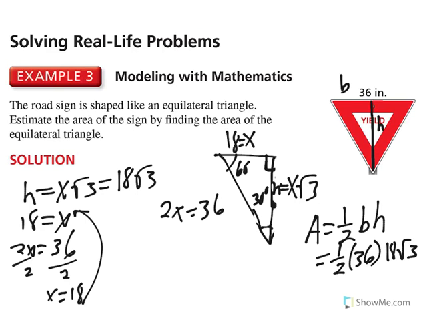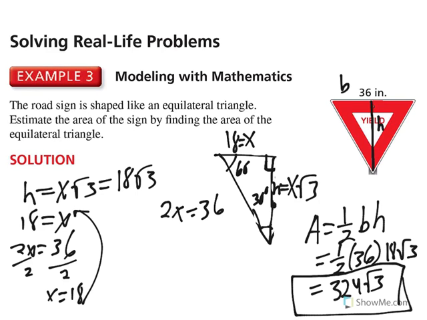So we're going to simplify this. So if I do 1/2 times 36, that gives me 18. And so then I have 18 times 18, and so it gives me 324 square roots of 3. The square root of 3, I can't simplify any further. So my area of my equilateral triangle is going to be 324 square roots of 3 inches squared.